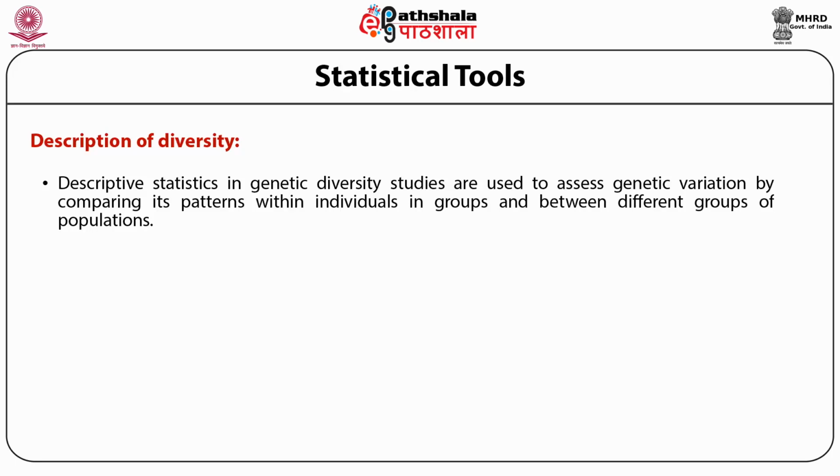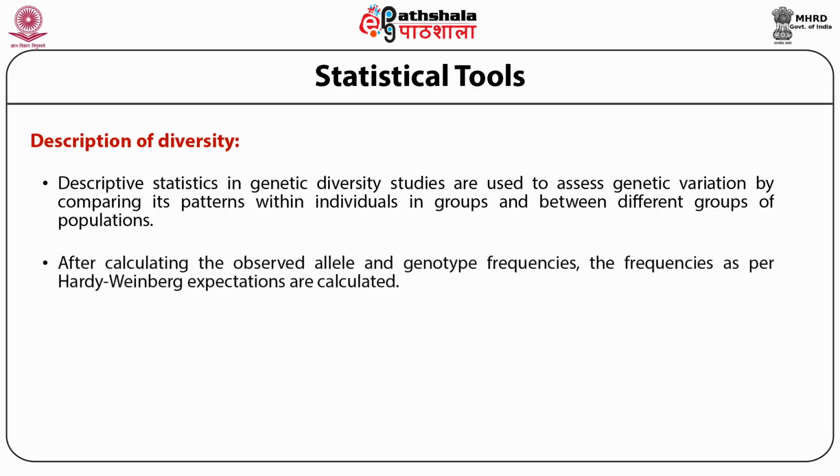Alleles can be counted following a simple gene counting method. After calculating the observed allele and genotype frequencies, the frequencies as per Hardy-Weinberg expectations are calculated. The next step is to calculate the gene diversity indices to measure the deviation from Hardy-Weinberg expected heterozygote frequencies, observed and expected heterozygosity.